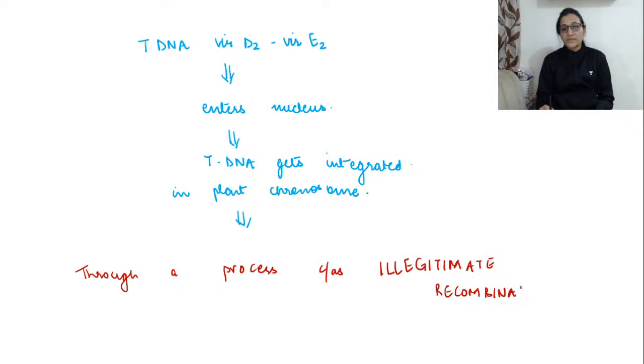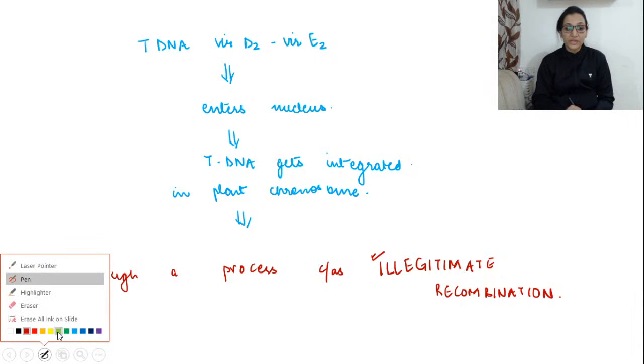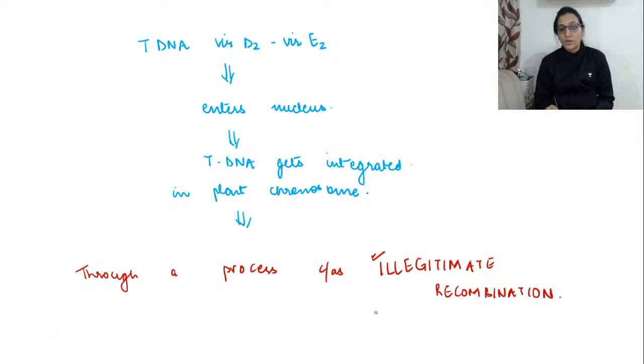So this is different from homologous recombination. It is illegitimate recombination, and it does not depend on sequence similarity. Most important thing, if we are saying illegitimate recombination, why are we calling it so? Because it's not dependent on sequence similarity.